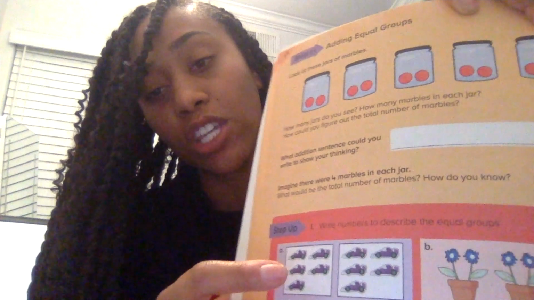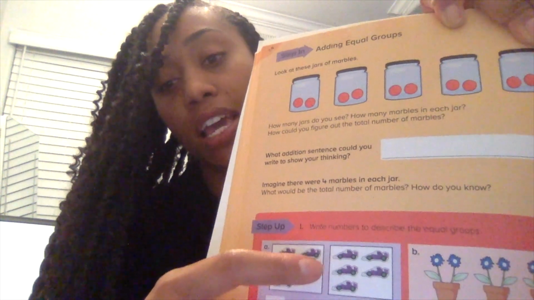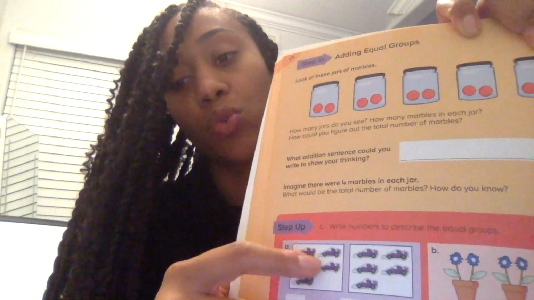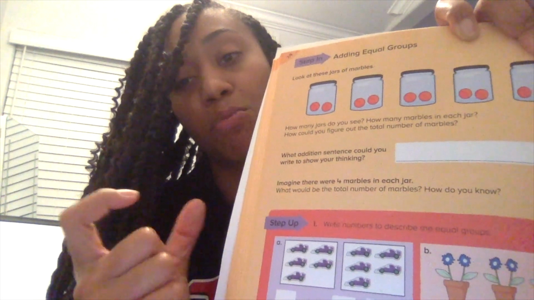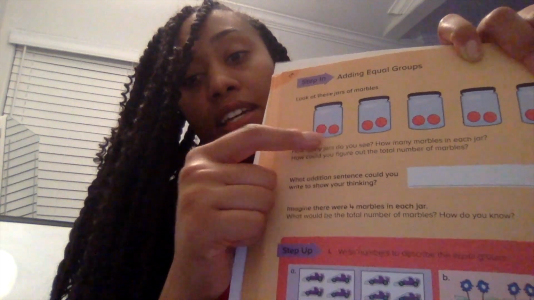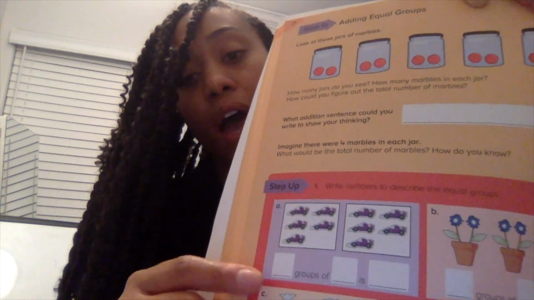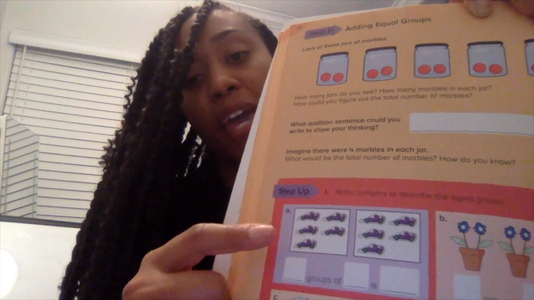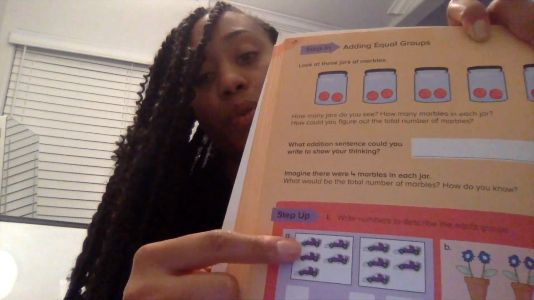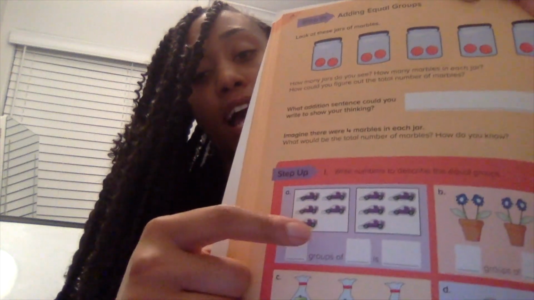We know groups is going to be the things that's holding all the little things, okay? So our group is going to be the big squares or the big circles that's around the smaller things. See here, our groups would be the jars because they're bigger than the things that's in it. So if it wants to know how many groups there is, you count how many big squares or rectangles we have that's grouping things together. So we have 1, 2. So I would write a 2 right there.